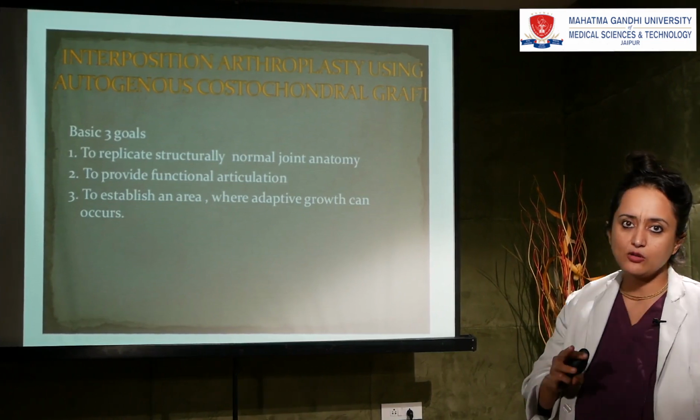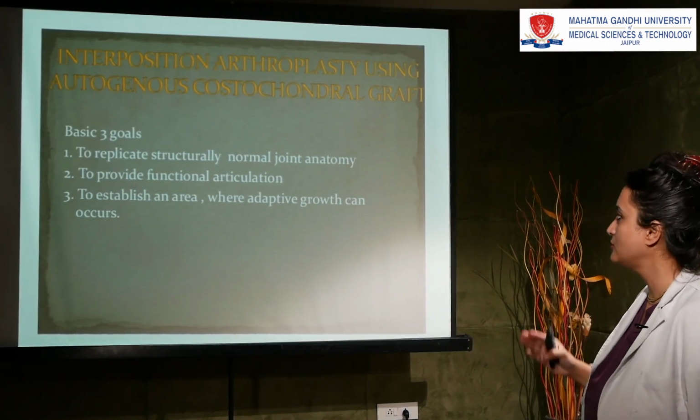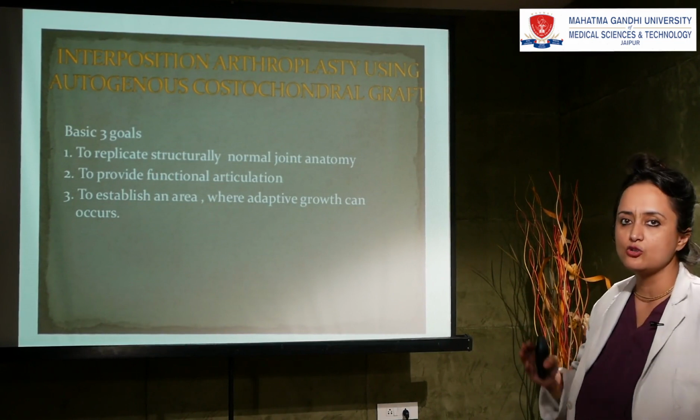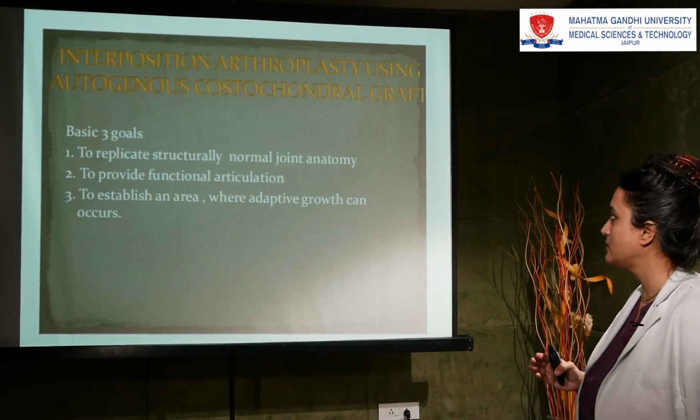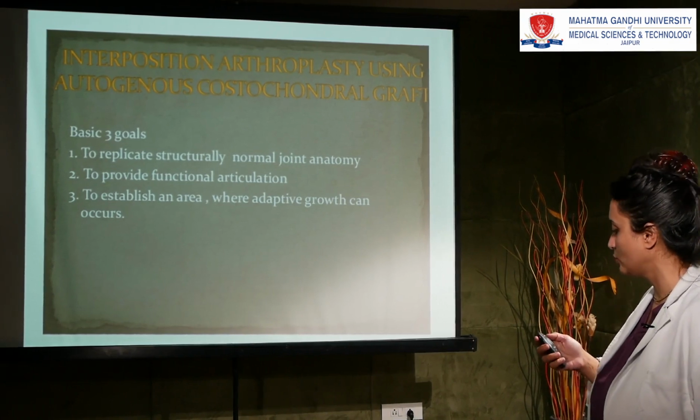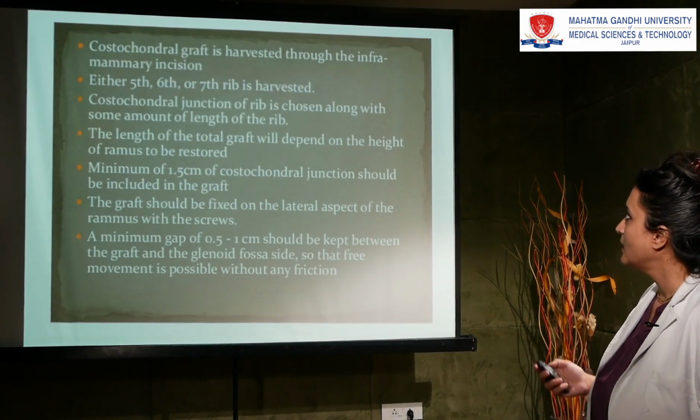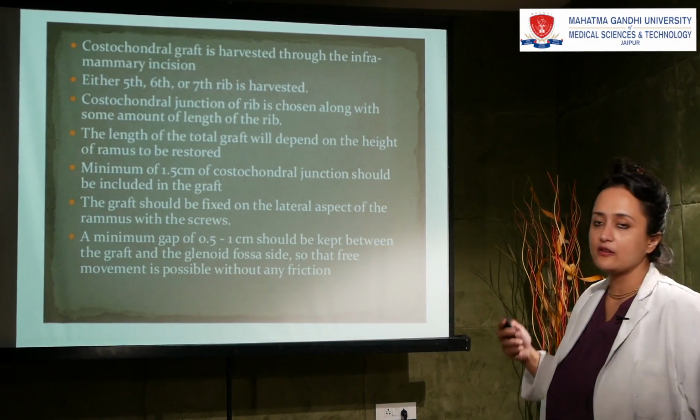Basically, there are three goals of interpositioning. First is to replicate structural normal joint anatomy. Second is to provide functional articulation. Third is to establish an area where adaptive growth can occur. Costochondral graft, how is it harvested?